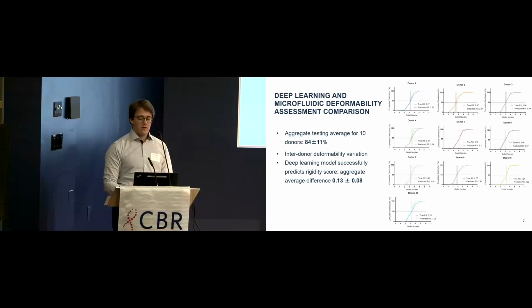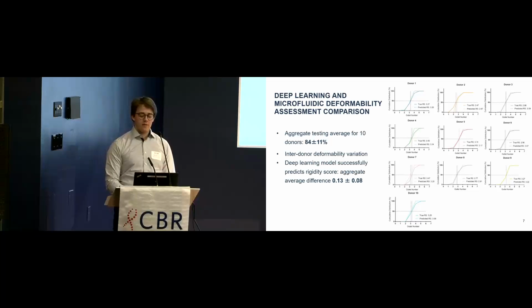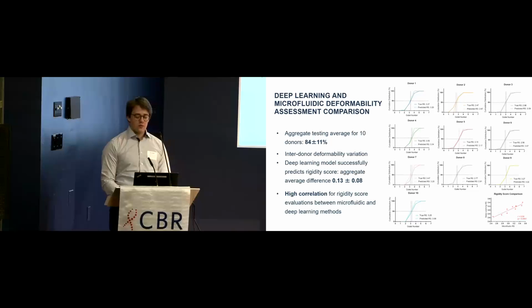The deformability curves and rigidity scores varied between the donors, and as seen from these plots, the deep learning model successfully predicts the donor's rigidity score using data separate from its training. The aggregate average rigidity score difference between the microfluidic and deep learning methods was 0.13 plus or minus 0.08. Finally, the deep learning rigidity score is plotted versus the microfluidic rigidity score. We find high convergence, R equals 0.93, between the rigidity score evaluations using the two methods.